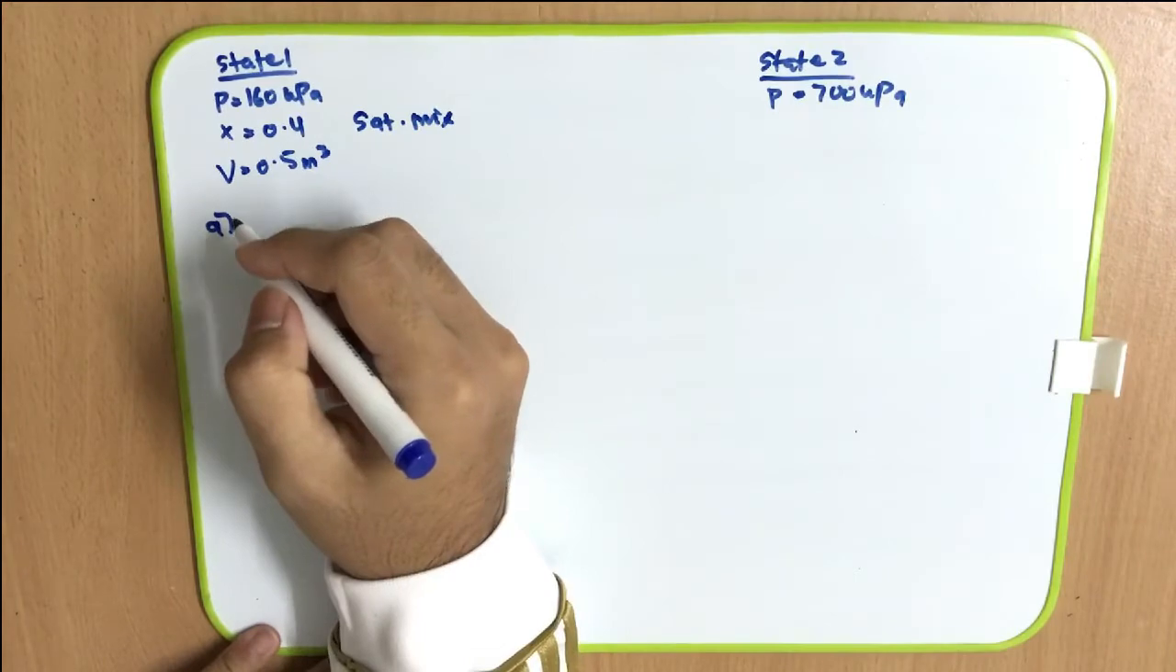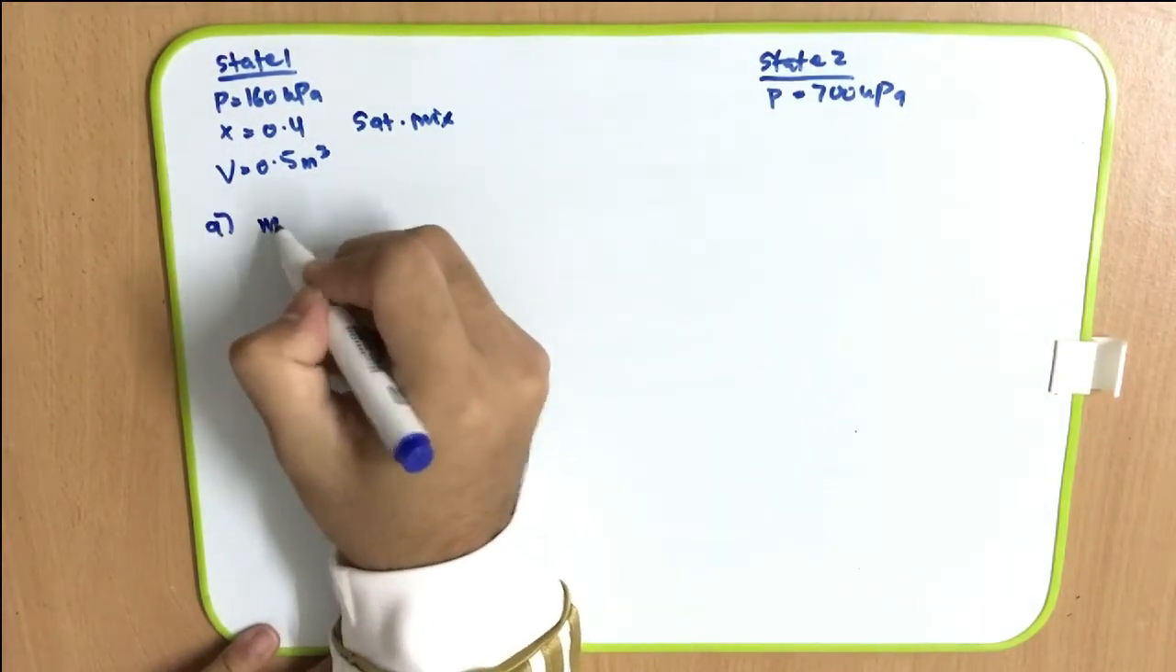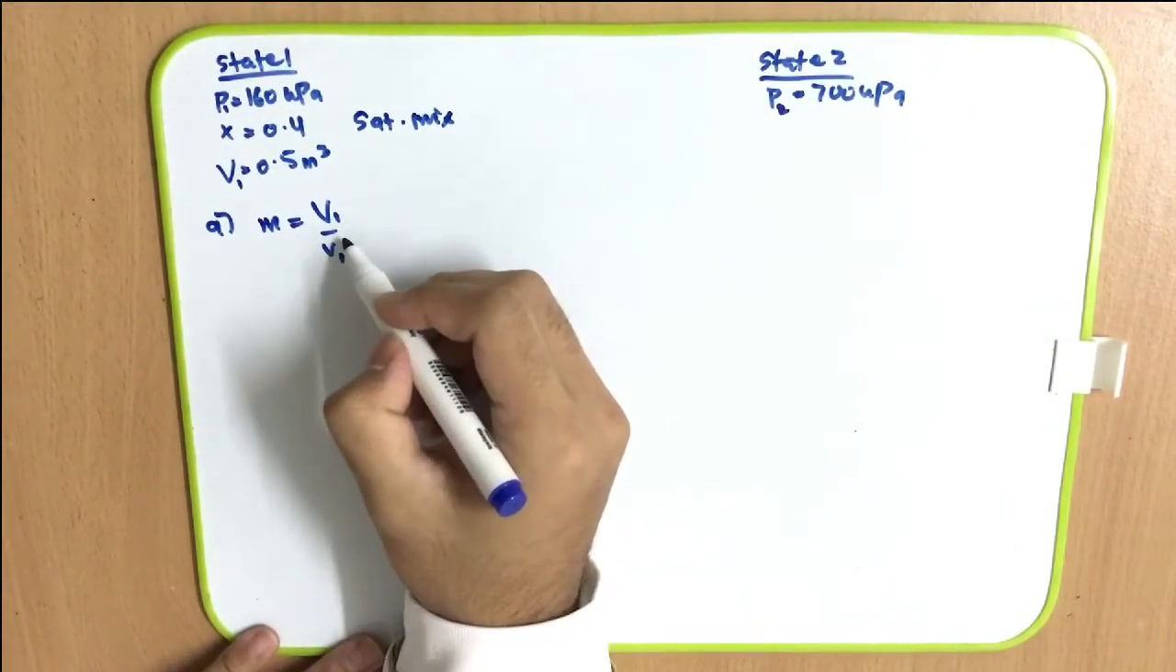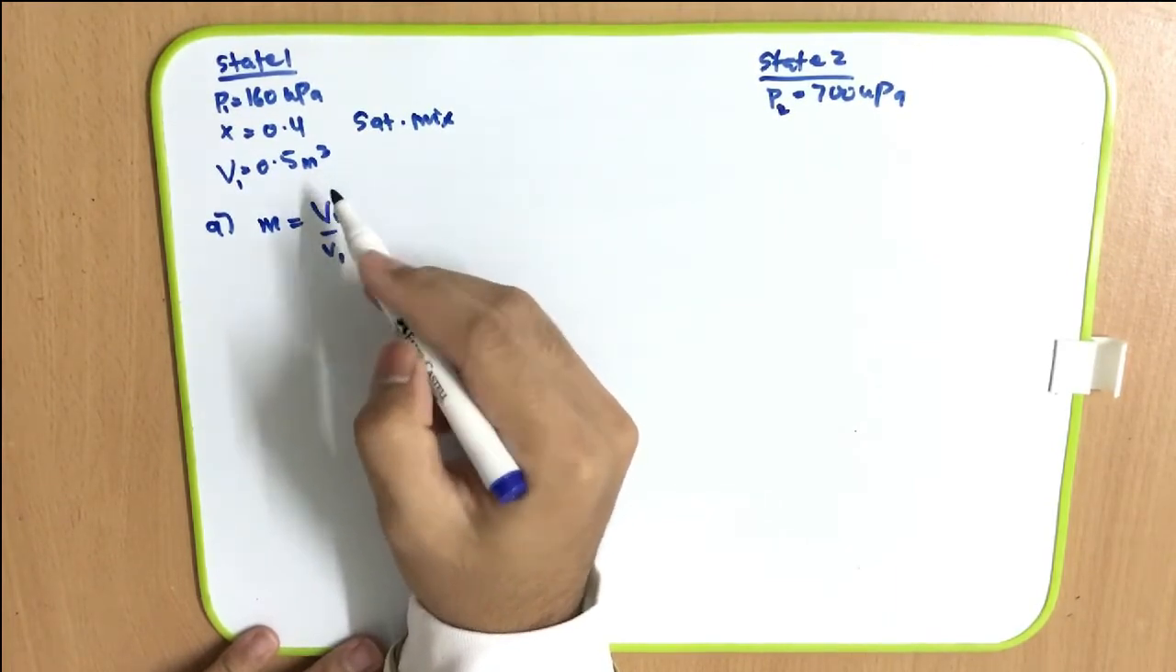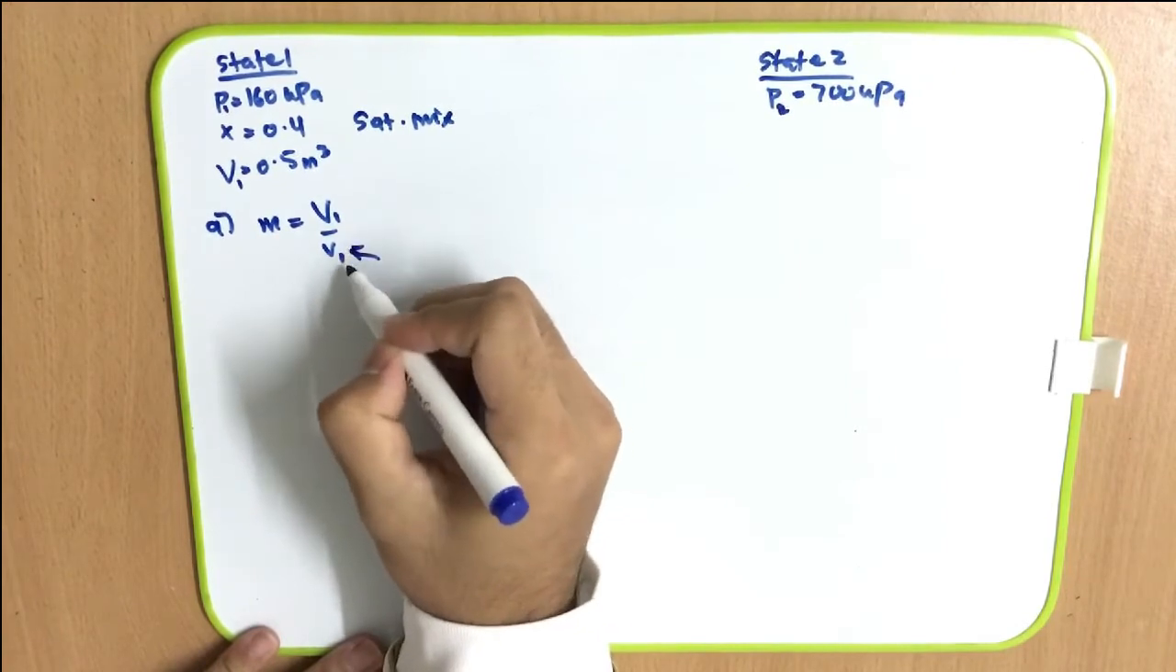So first we need to find the mass. To find the mass, we can use this equation, volume over specific volume. But from the question, the only given is volume, so we need to find the specific volume.